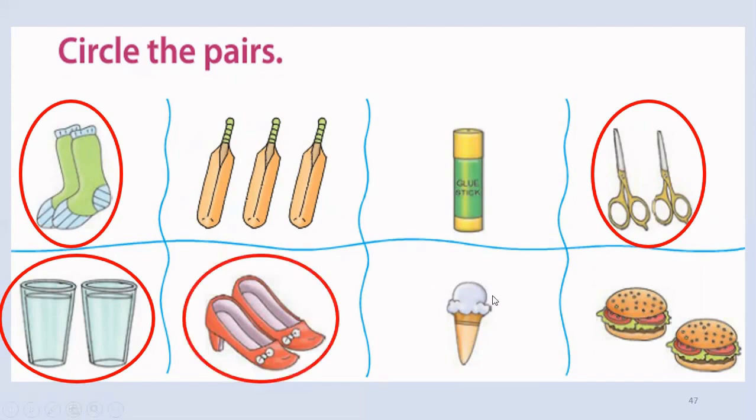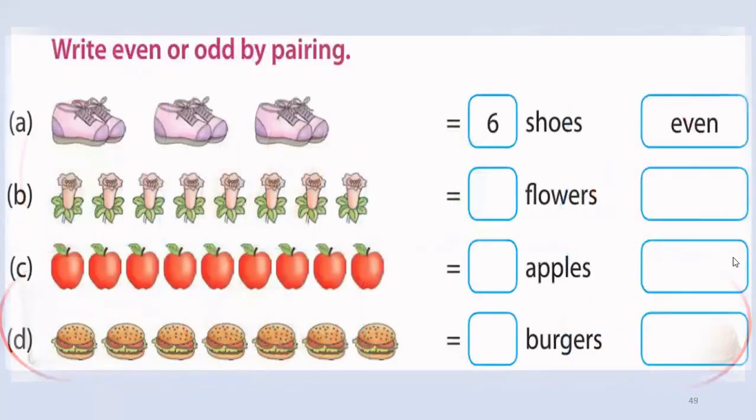Yes. And now it's an ice cream. So it's only one ice cream. So we cannot form a pair here. So we have to leave it. And then we come to the next image. It is the image of the burger. So how many burgers are there? 2 burgers. So we will circle it because it is also forming a pair. So I hope you have understood that whenever there are 2, then only it forms a pair, and that only indicates the even number. Now let's do more practice.